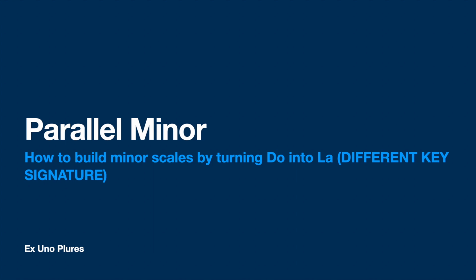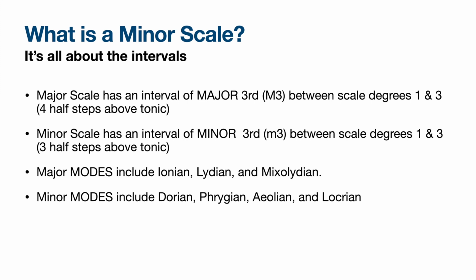So we're going to start out with parallel minor and what that means. You're turning a major scale into a minor scale by turning do into la. Okay, so you're going to change it by changing scale degrees, and the tonic stays the same. All right, but before we get to that, what is a minor scale?